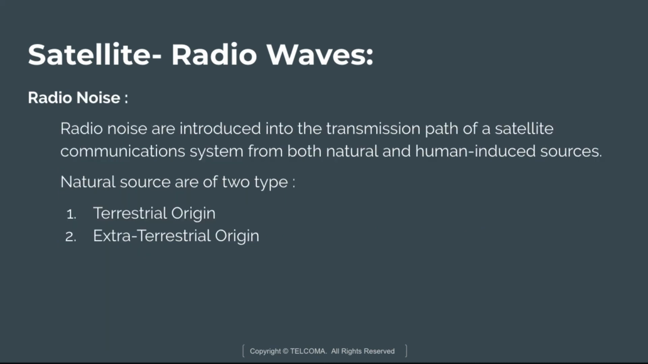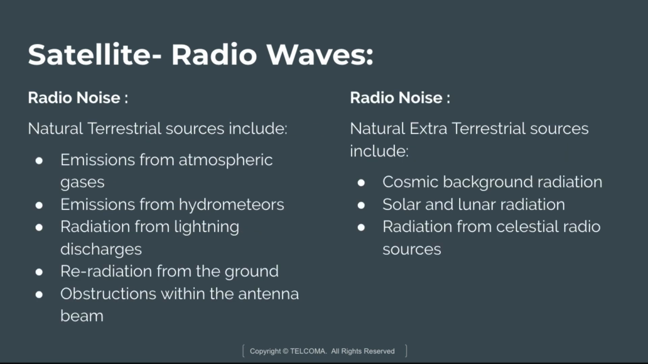Next is radio noise. Radio noise is introduced in the transmission path of a satellite communication system from both natural and human induced sources. Natural sources are of two types, that is terrestrial origin and extraterrestrial origin. These are the types from where the natural terrestrial and natural extraterrestrial source noises are coming.